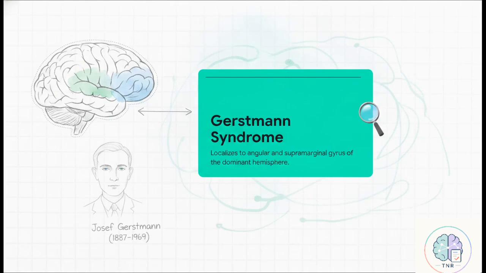Now, if we are talking dominant lobe lesions, the absolute must-know condition is Gerstmann syndrome. Named after neurologist Joseph Gerstmann, this syndrome is an incredible localizing tool because it maps perfectly to the angular and supramarginal gyrus of the dominant hemisphere. For those of you keeping track of the specific Brodmann areas, we are talking directly about areas 39 and 40.